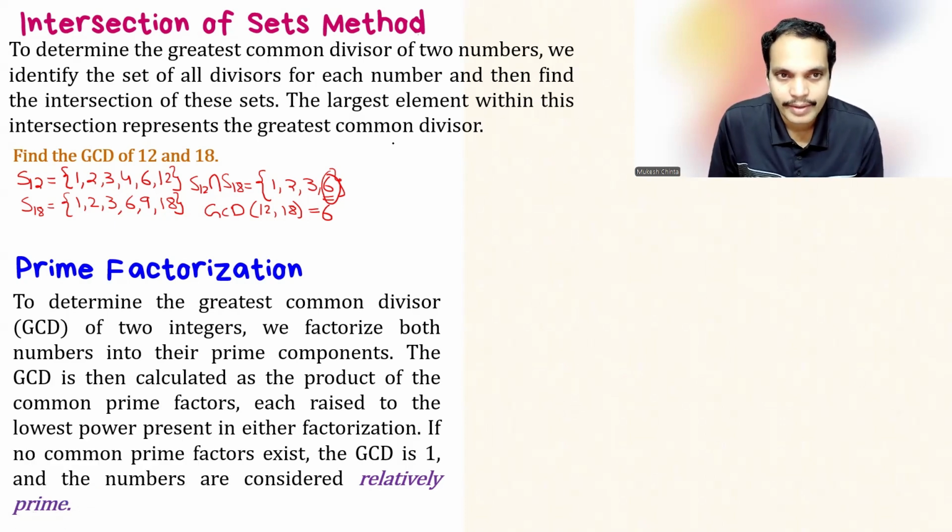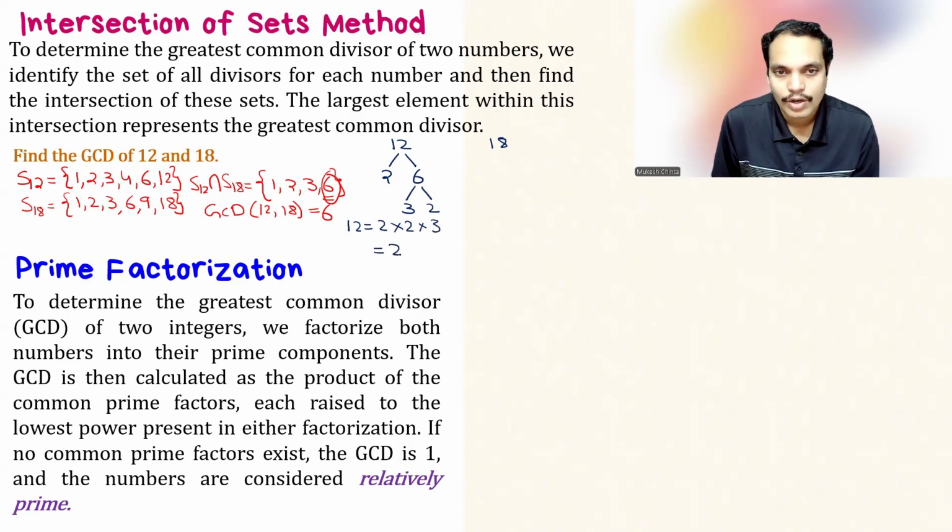Let me try the same method of finding out the GCD for 12 and 18 using prime factorization. So I'm writing down the two numbers here, 12 and 18. Let me first divide 12 into its prime factors. 12 can be written as 2 into 6. 6 is a composite number, so it has to be further divided down. And I can write it as 3 into 2 or 2 into 3. So 12 can be written as 2 into 2 into 3, which is 2 square into 3.